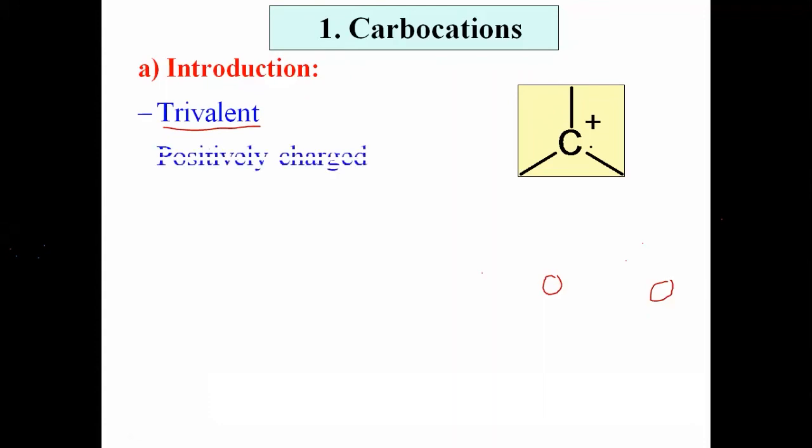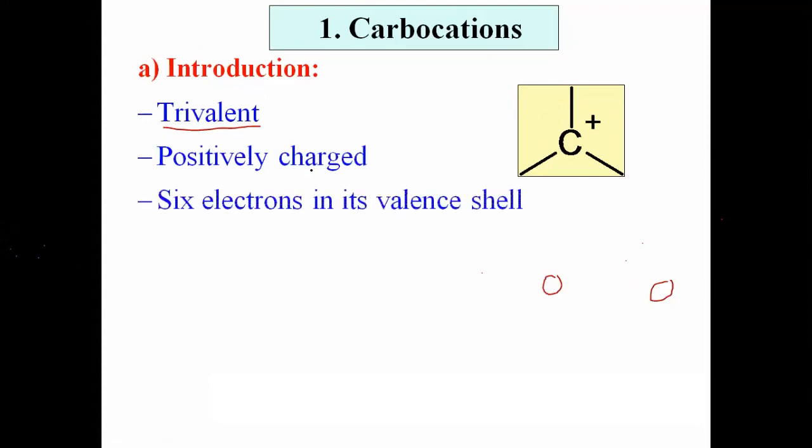Then the second point: carbon has a positive charge, which means it is a positively charged carbon species. Then the third point: there are 6 electrons. This bond contributes 2 electrons, this bond contributes 2 electrons, this bond contributes 2 electrons, so 3 bonds with 2 each. Thus there are 6 electrons in its valence shell. In the valence shell of carbon in a carbocation there are 6 electrons.